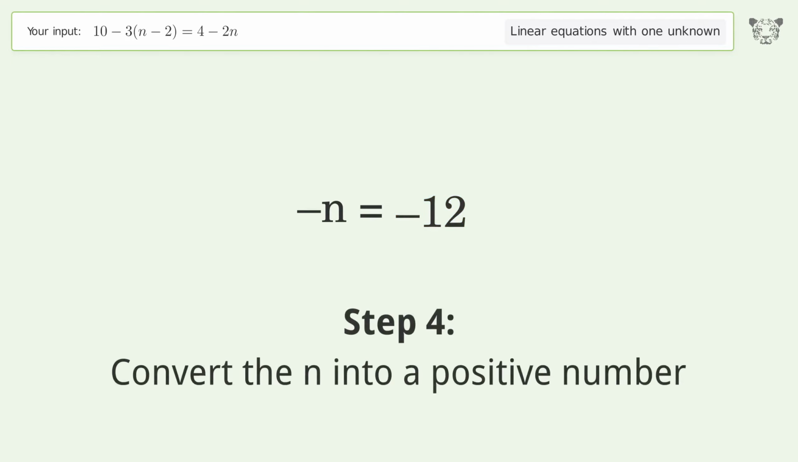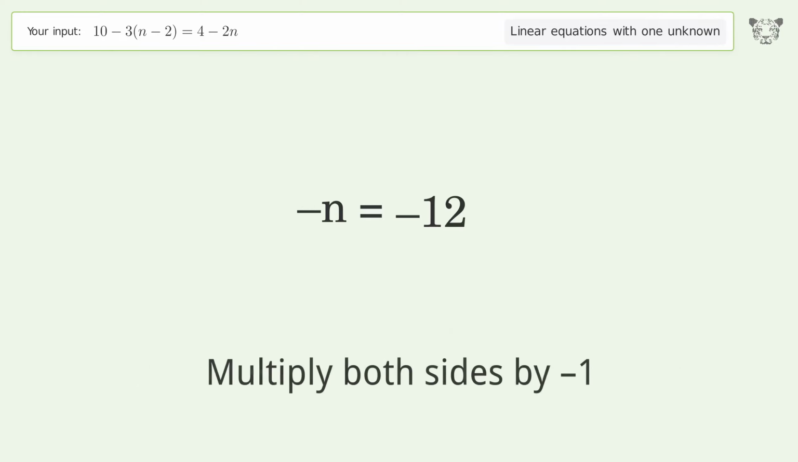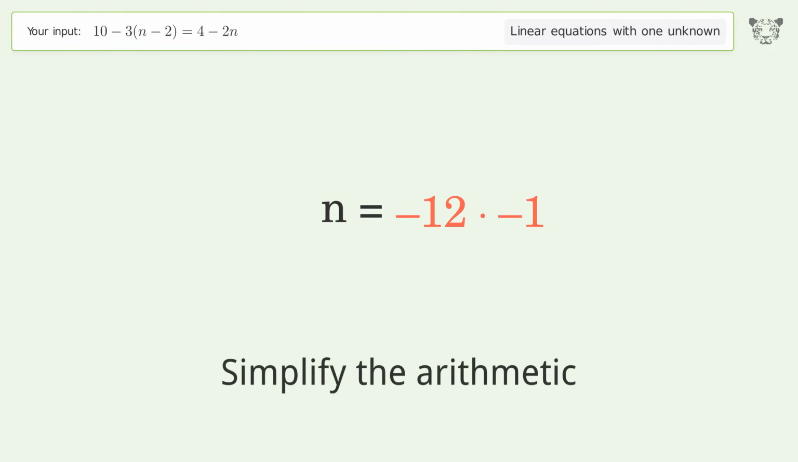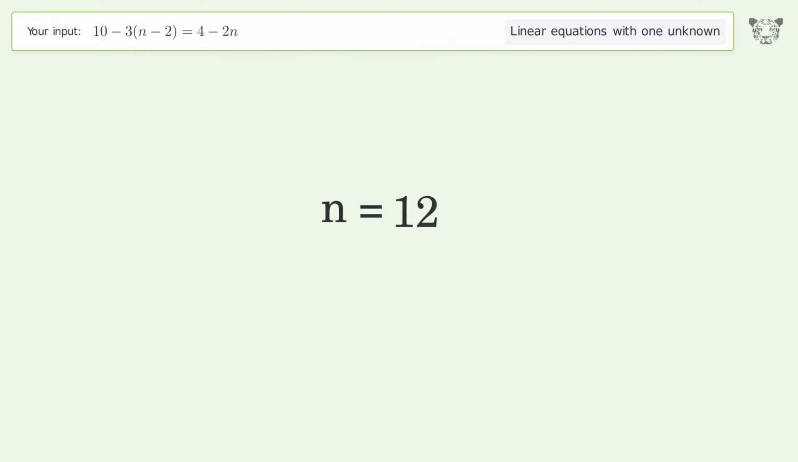Convert the n into a positive number. Multiply both sides by -1. Remove the ones. Simplify the arithmetic. And so the final result is n equals 12.